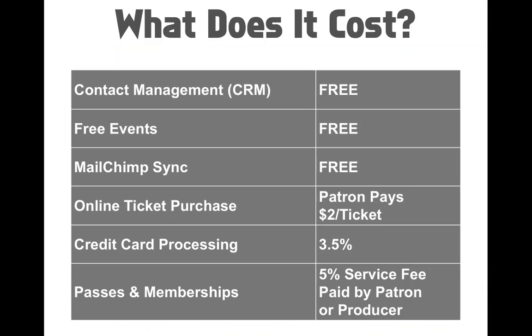All right. So we also want to be upfront about the costs of the system. For using Artfully, the CRM, ticketing free events, and synchronizing your MailChimp account are all free. For online ticket purchases, there's a 3.5% credit card processing fee, and the ticket buyer pays a $2 per ticket fee. For passes and memberships, there's a 5% service fee, and you can choose to either have that be added as a service fee at checkout, or you can have it rolled into the ticket price.